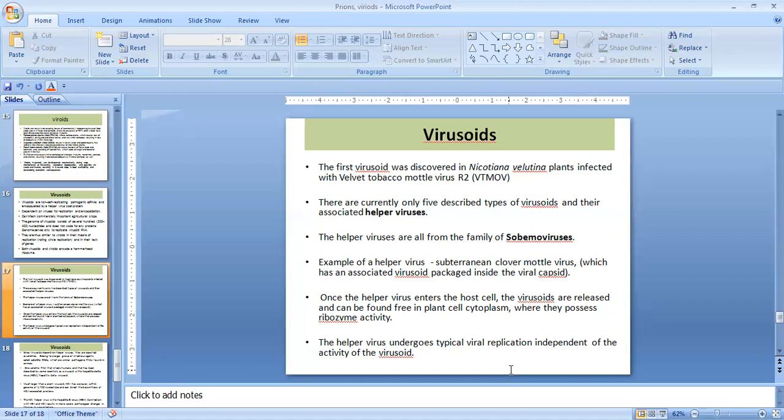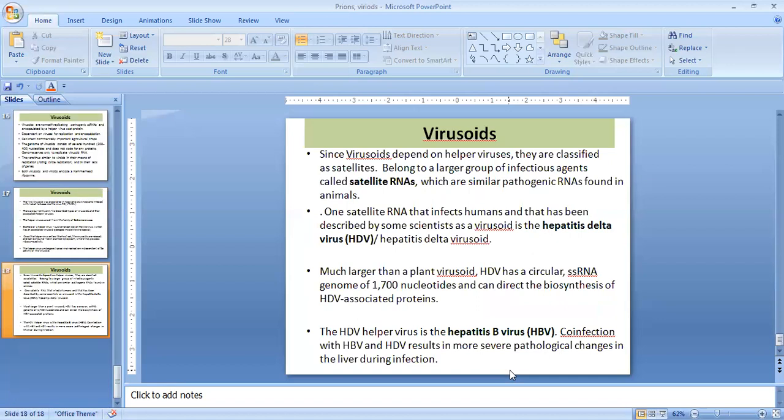The remaining replication activity is performed by the helper virus. Since virusoids do not have the capacity of self-replication, the process of replication is performed by their helper virus. Almost all the helper viruses associated with virusoids belong to the same family, for example subterranean clover mottle virus. We have already said that virusoids depend on helper viruses for their replication. Because of this property, they are classified as satellites.